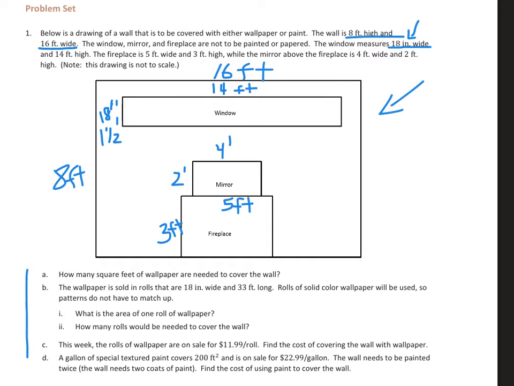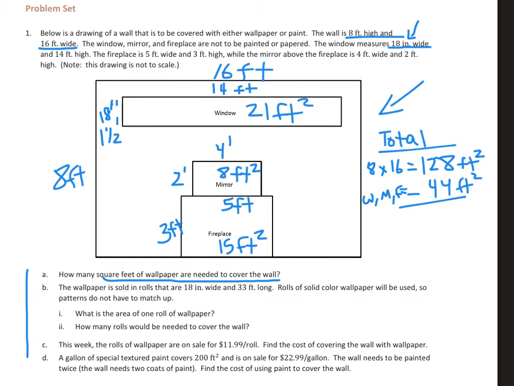So we need to find how many square feet of wallpaper are needed to cover the wall. Well, we're just going to have to find our total, 8 by 16, and then subtract the window, mirror, and fireplace. And that's all that is. So let's do that. I went ahead and found the area of the window at 14 times 1.5, which is 21, 4 times 2 for the mirror to get 8, and 5 times 3 for the fireplace to get 15 feet squared.